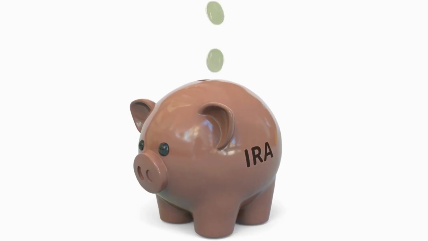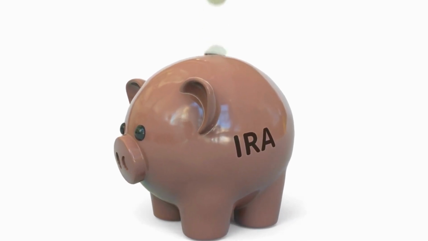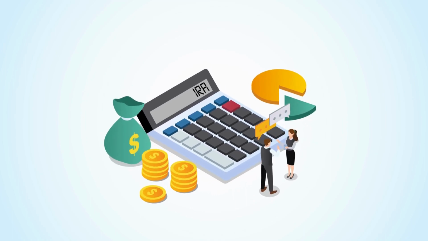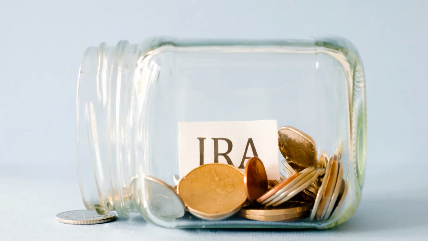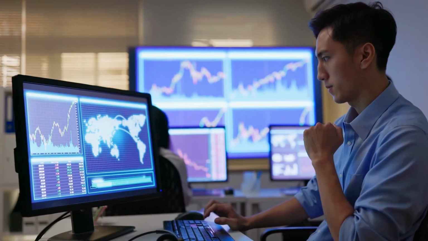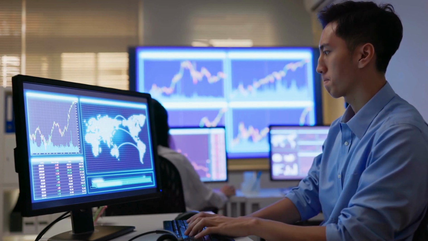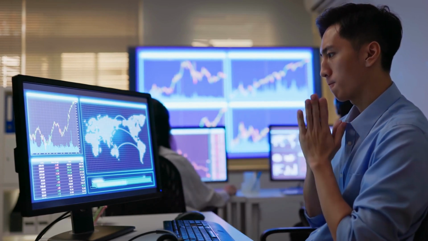The second type is an IRA or taxable account at a brokerage. You can also start investing in stocks by opening an individual retirement account IRA or a taxable brokerage account. IRAs and taxable brokerage accounts offer a wider range of investment options than retirement plans at work, such as individual stocks, stock mutual funds, exchange-traded funds ETFs, and stock options.